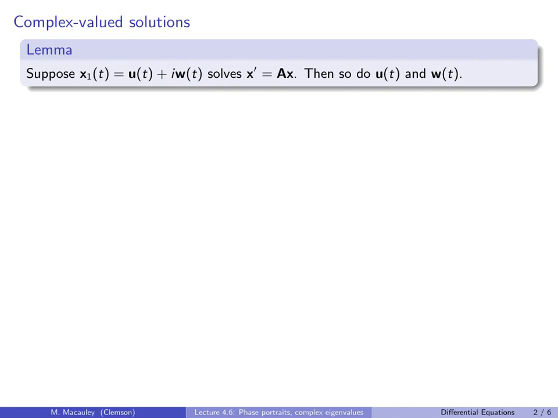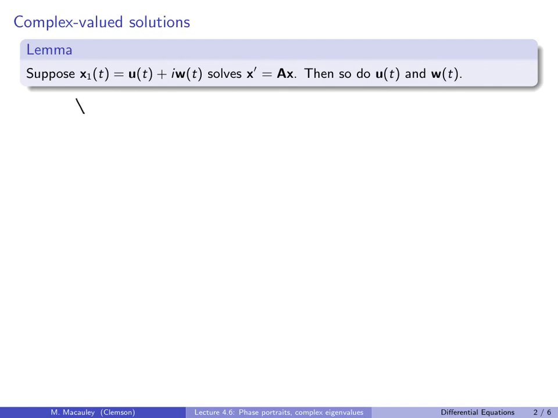If x1 solves our system, then I claim that u solves the system and w does as well. So if we have a solution to this system, then both the real part and the imaginary part, with or without the i, are going to solve the system. Let's see why. As before, we're going to show that this works by plugging this back into the equation.